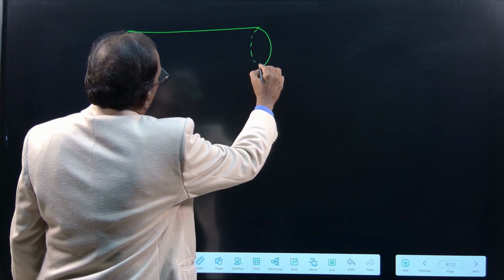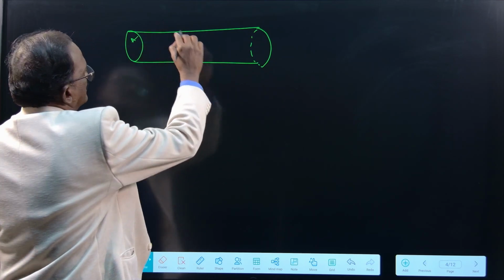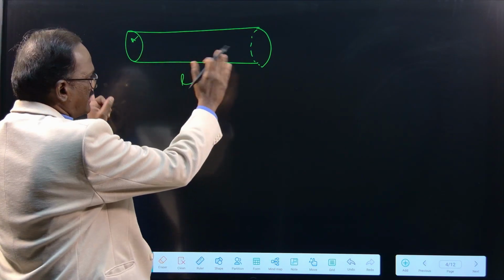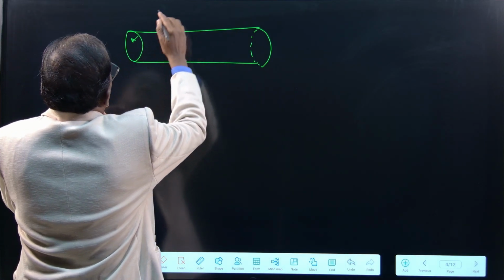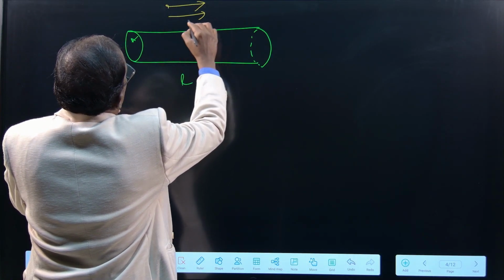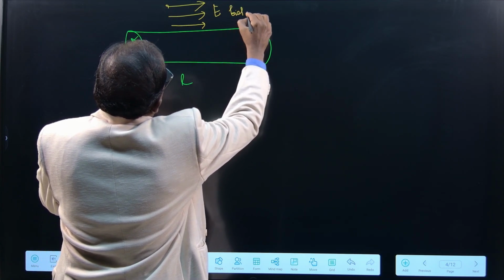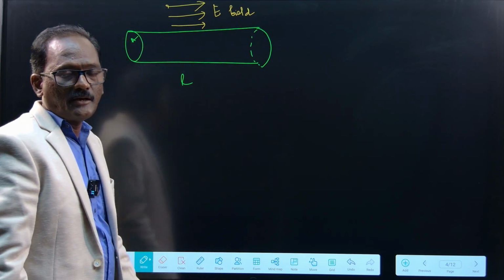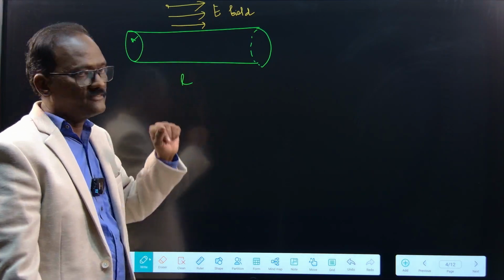Okay. This is my conductor. L is the length of the conductor, and D is the cross-sectional area. It is isolated, and I am going to apply some external electric field. The E field is applied externally. How can it be applied? It is not yet wired.